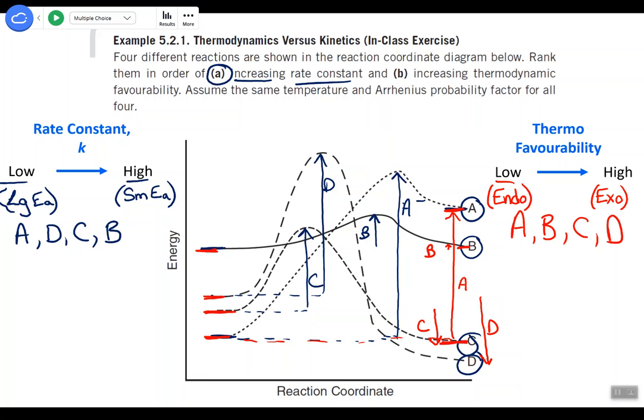ABCD is different than ADCB. The order is different. They have different kinetics and different thermodynamics. So we need to know how to read these different pieces of information from these reaction coordinate diagrams.